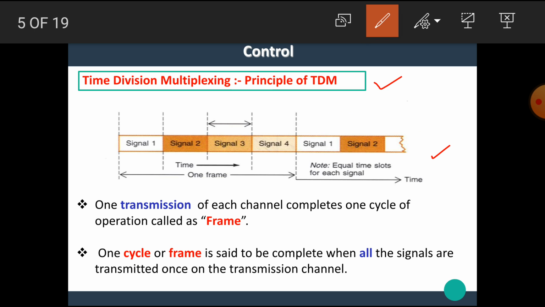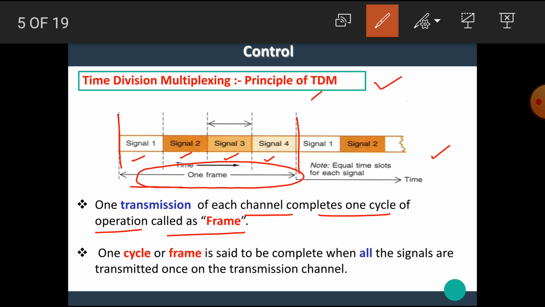Here the diagram for the principle of the TDM is shown. One transmission of each channel completes one cycle of operation called a frame. That means in TDM, the signals are not transmitted simultaneously, but they are transmitted in the form of units. That means here the signal 1 unit, signal 2 unit, signal 3 unit, and signal 4 unit are transmitted in one cycle. Hence, this one cycle is known as one frame. That means in TDM, the data is transmitted in the form of frames. Okay, I hope you all understand the concept here.